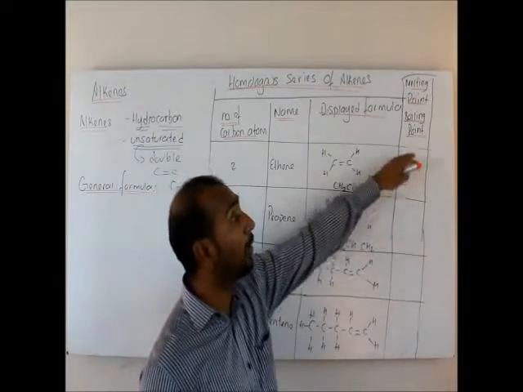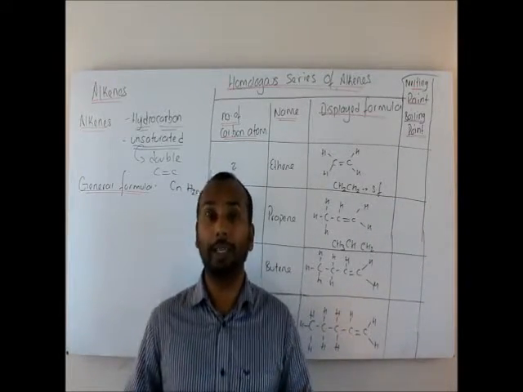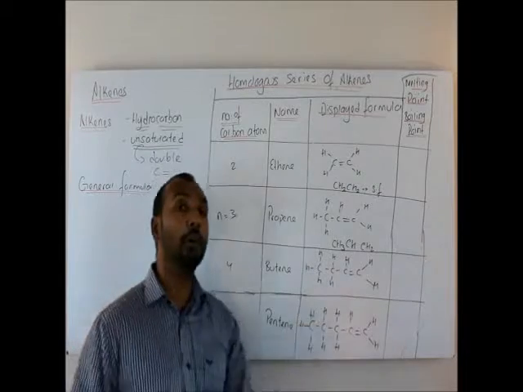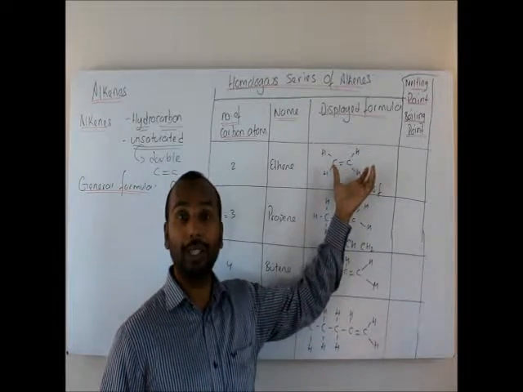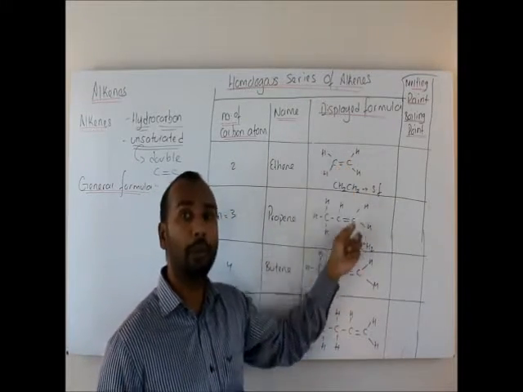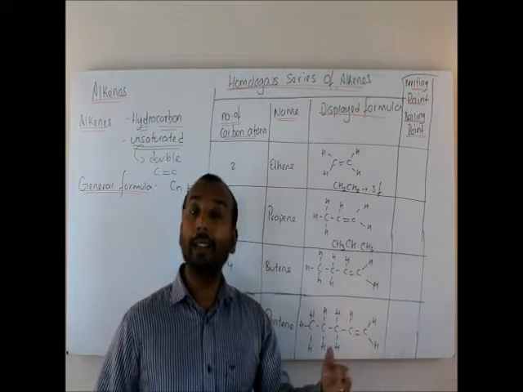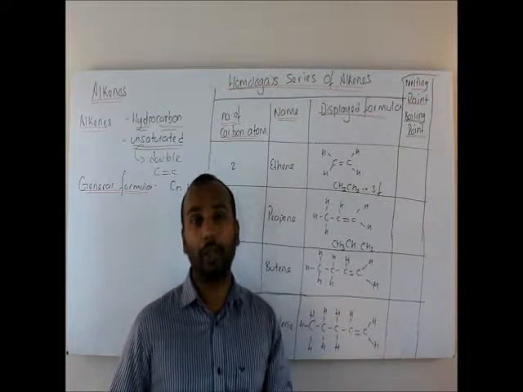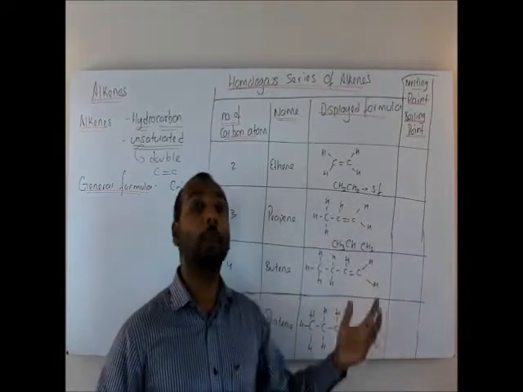Finally, we are going to look at the trend in the melting point and boiling point. If you remember, when we talked about alkanes, we said that when we go down through the homologous series, the molecules are getting more carbon. For example, this one has 2 carbon, 3 carbon, 5 carbon. Going down, it's having more carbon, and it's also having more hydrogens.